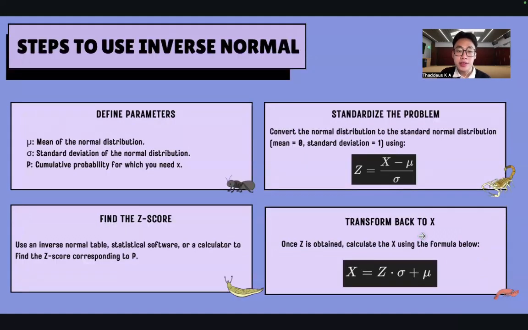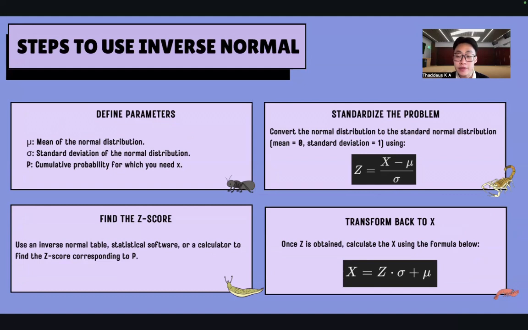And this is the steps to use inverse normal. The first thing that we need to do is to define the parameters. We need to get the value of mean, standard deviation, and lastly, the cumulative probability for which we find x. And the next one is standardize the problem. We can convert the normal distribution to the standard normal distribution using the formula below.